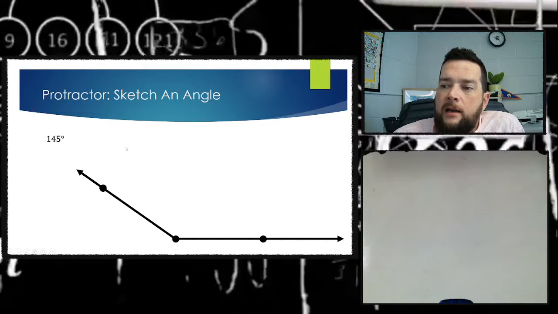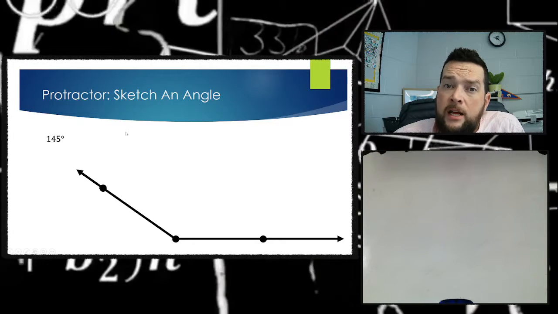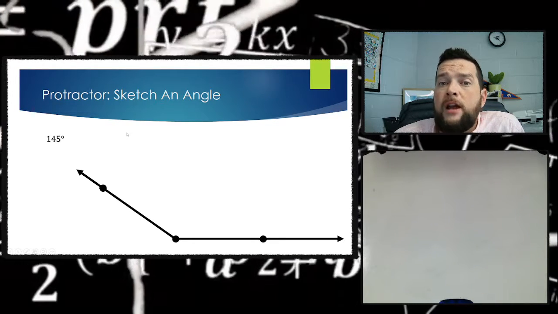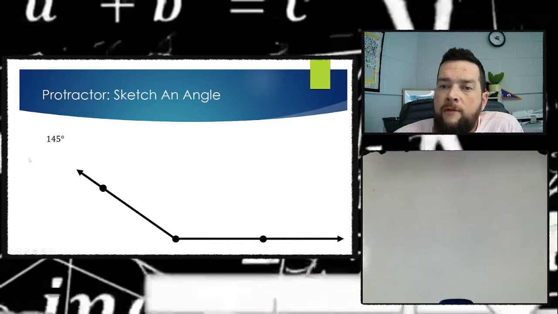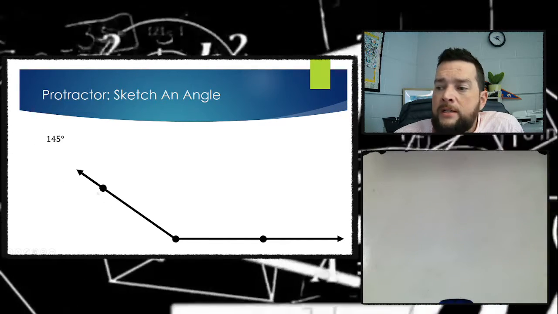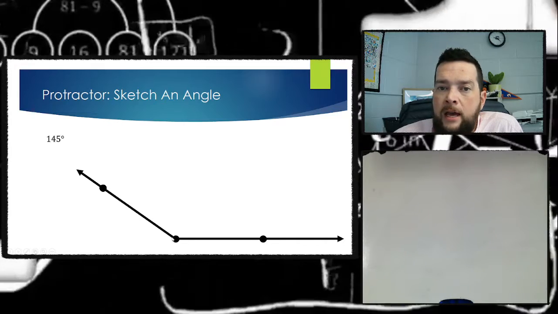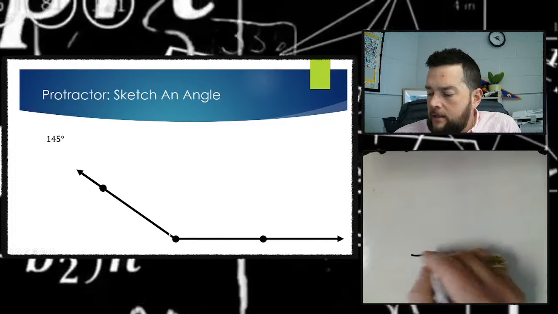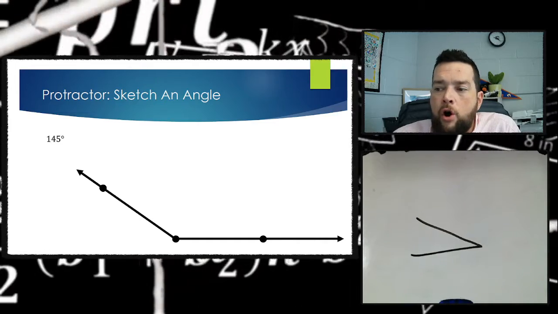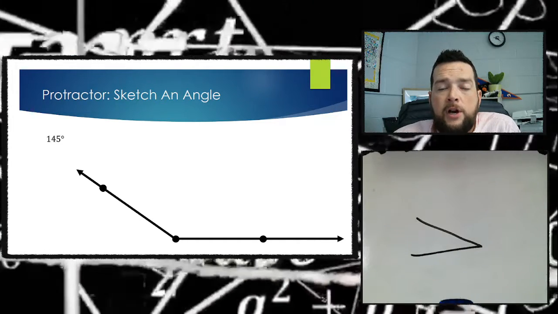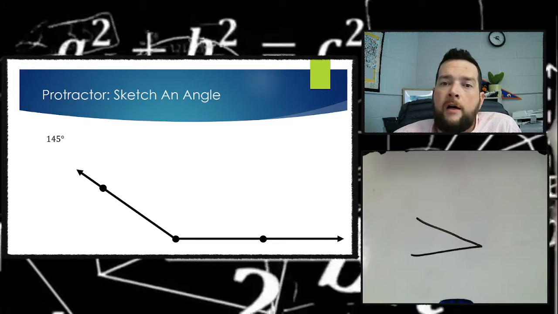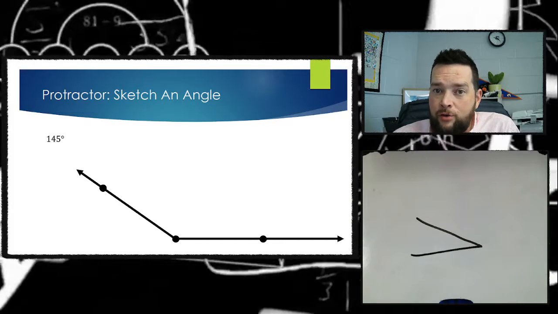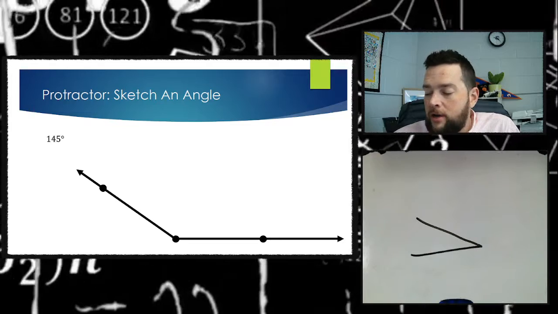Now, a way to check it: if it's less than 90 degrees, it's going to be an acute angle. If it's greater than 90 degrees, it's going to be an obtuse angle. Well, this is 145. That's greater than 90 degrees, so we're going to have an obtuse angle. If you drew an angle like this, then chances are you drew the supplement, and we'll talk about that in a future lesson. But you drew the other angle that would add to your angle 145 to be 180.